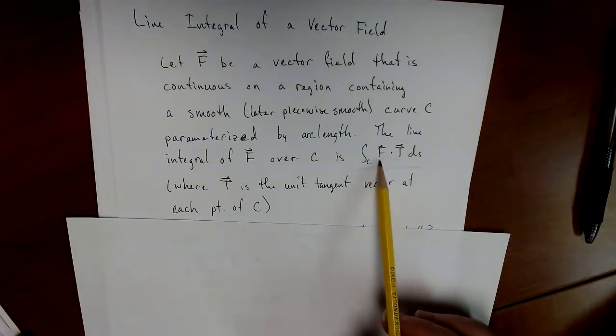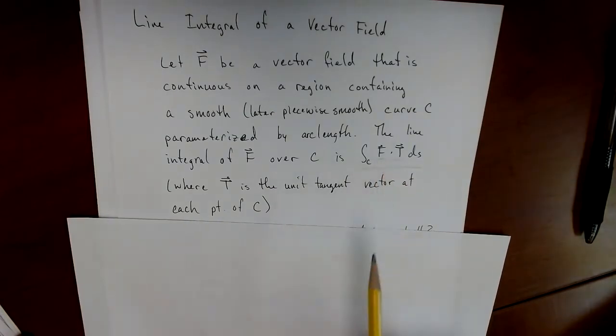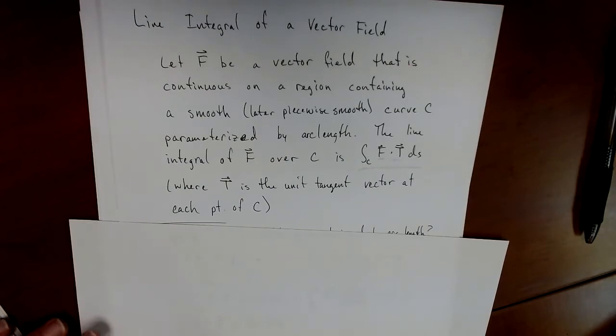And so these quantities are going to be larger the more places on your curve that your curve and your vector field are moving together. Where they move directly orthogonal, this will actually add nothing, right? Because the dot product of two orthogonal vectors is 0. So that's what we're doing with the line integral of a vector field.